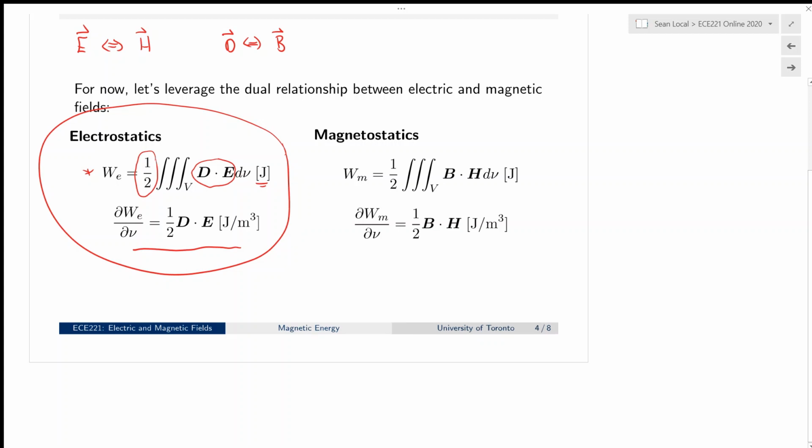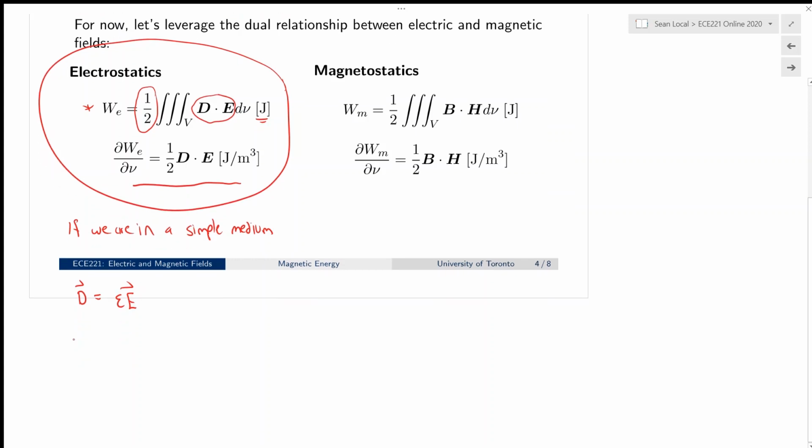Now, if we are in a so-called simple medium, by simple I mean that the medium is homogeneous, not changing its dielectric constant, and isotropic, then we have this simple constitutive relation between D and E, and this dot product of D dot E is going to be equal to epsilon times E dot E.